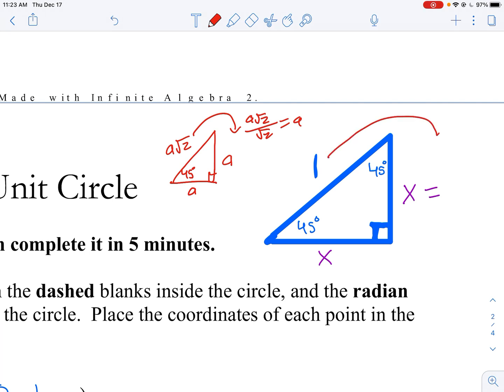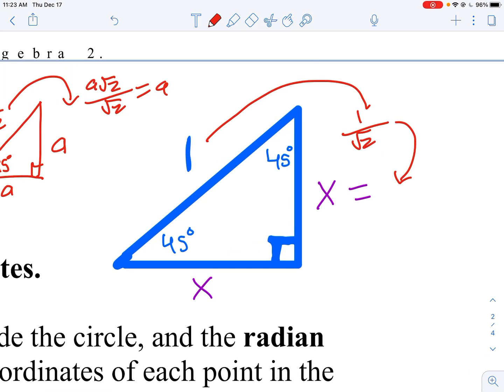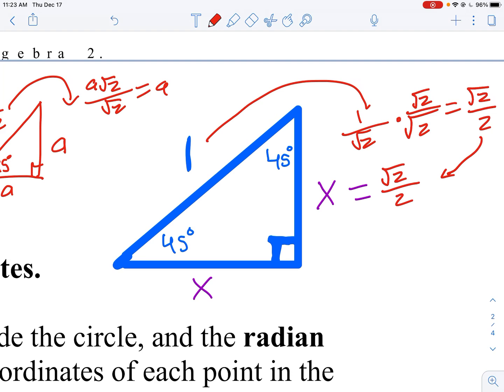And so if I take this, do 1 divided by the square root of 2, that's going to equal this. But if you remember not too long ago, if you have a radical in the denominator, you have to get it out of the denominator. So we're not going to write 1 over root 2. We're actually going to multiply the top and bottom by root 2 to get it out of the bottom. So that makes the square root of 2 over 2. So that's going to be this side length here, square root of 2 over 2.